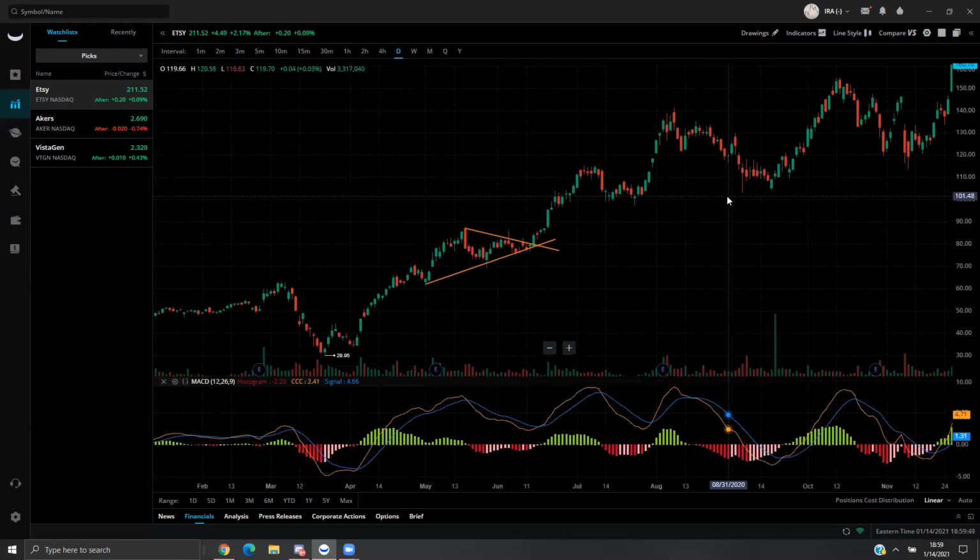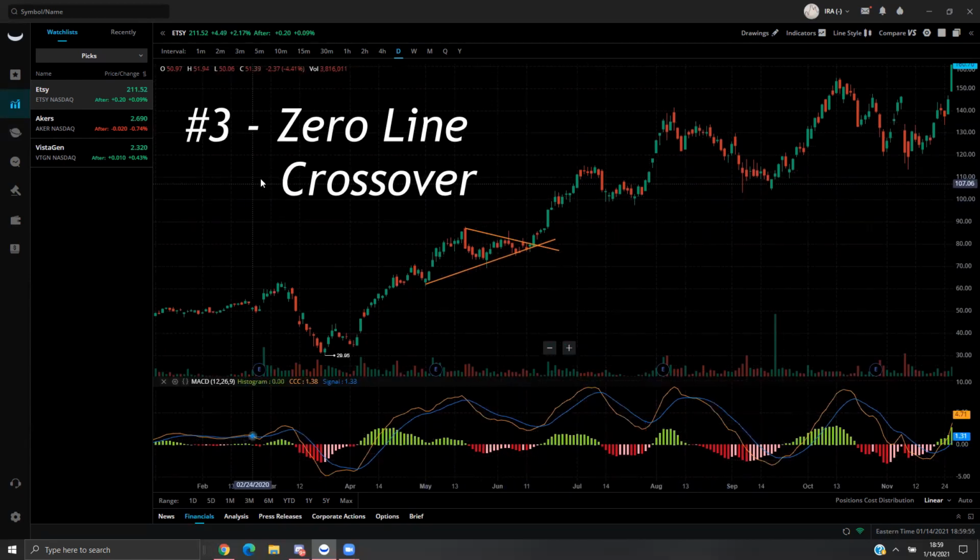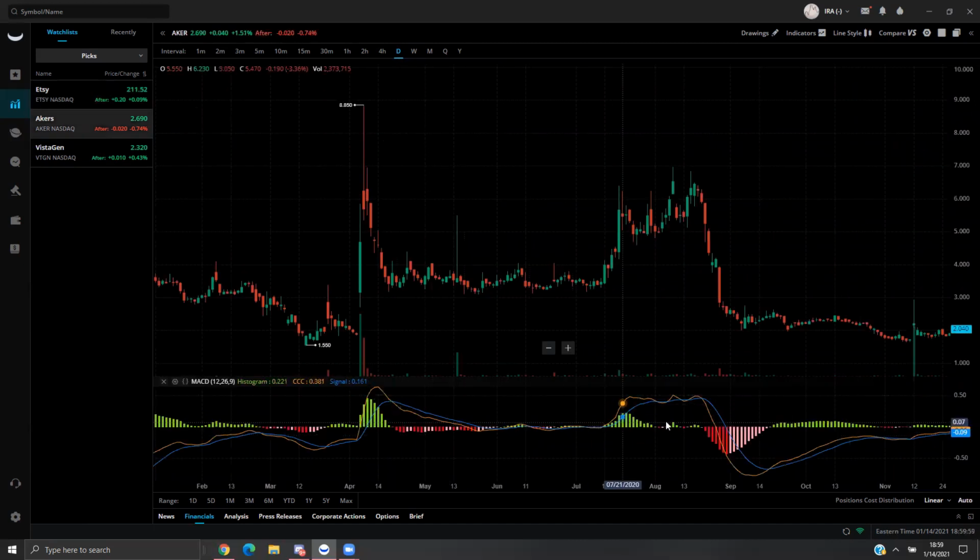Now, the third way you can use a MACD is actually much simpler, and that's using the zero line. Now, the zero line on the MACD is essentially the middle line, which is the zero line right here. So you know where the red and the green histograms meet?